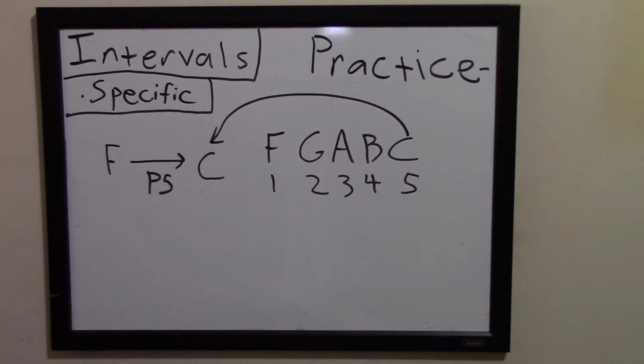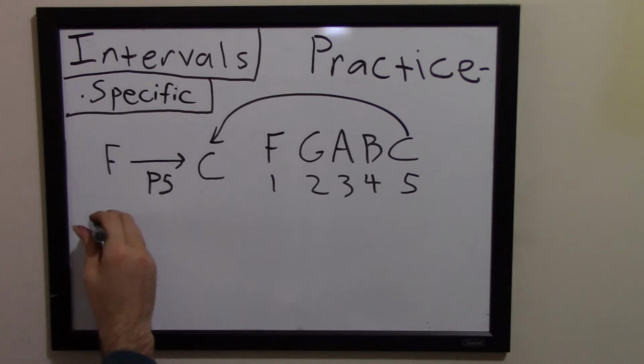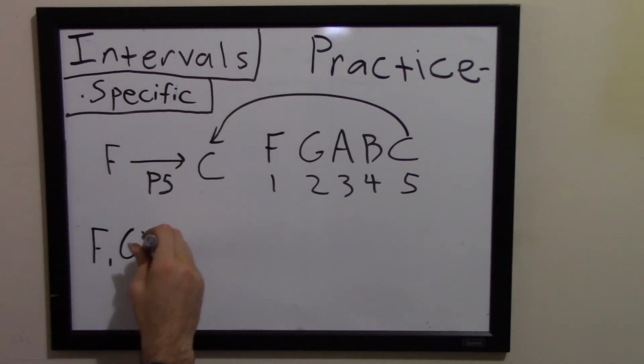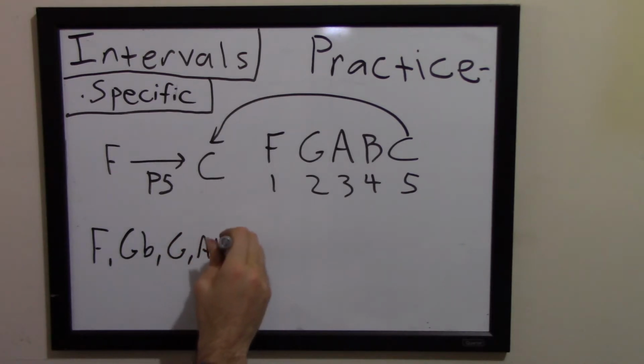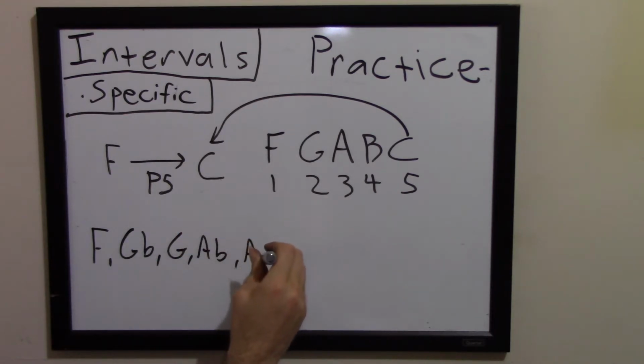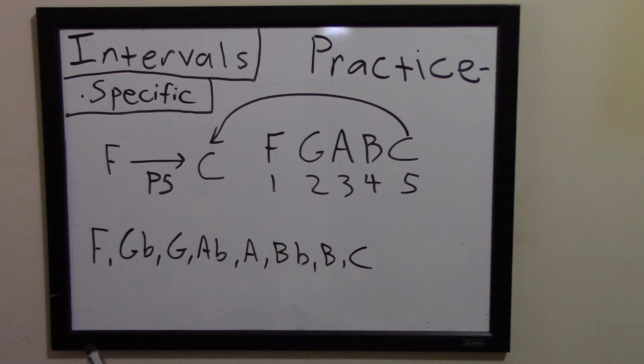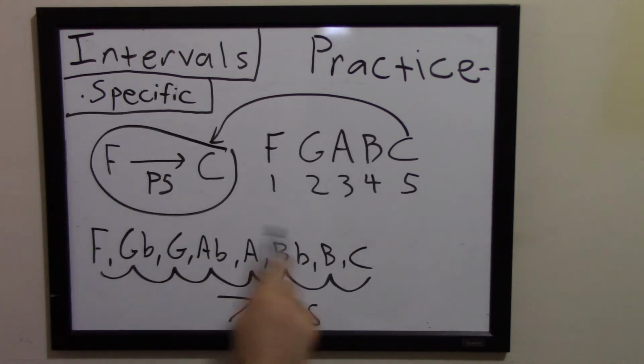F. So we're going to start with F, and this time I'm going to count out in flats because the last couple times I counted out in sharps. So from F to G flat is 1, G is 2, A flat is 3, A is 4, B flat is 5. What's after that? B is 6, C is 7. So the distance between F and C is 7 half steps. That means the distance between F and C is a perfect fifth.